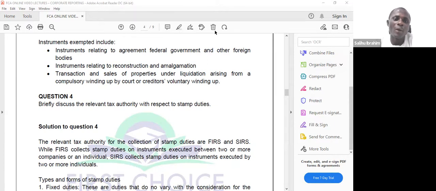Now, when you have an agreement, a document that is emanating from individual to individual, at least within two individuals, that document is expected to be stamped, and the stamp duty is payable to the state tax authority of the location where that instrument is being executed.